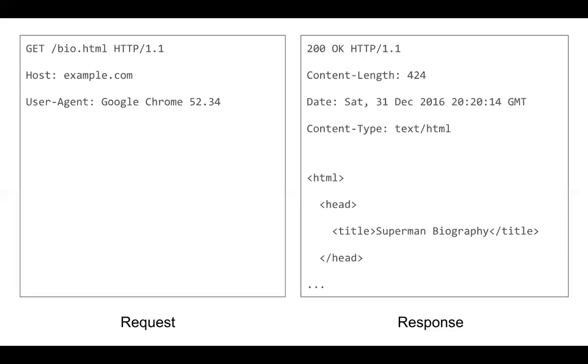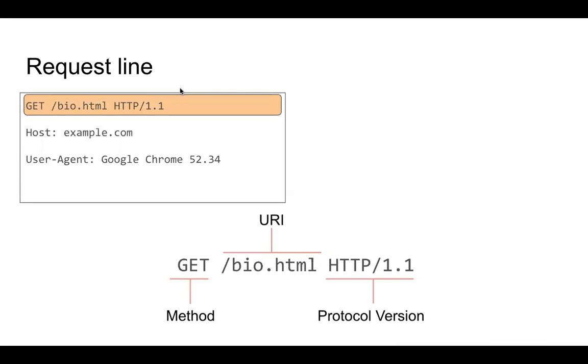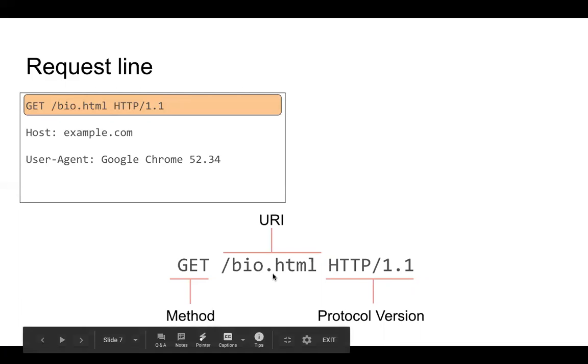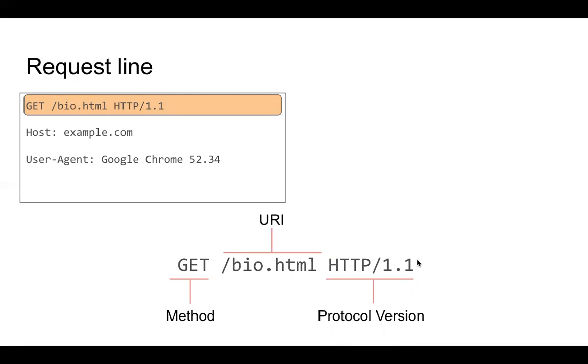Okay, let's break down an HTTP request then. First is the first line, which is called the request line. It's made up of three parts: the method, which is GET, the URI, which is /bio.html, and the protocol version, which in this case is HTTP 1.1.